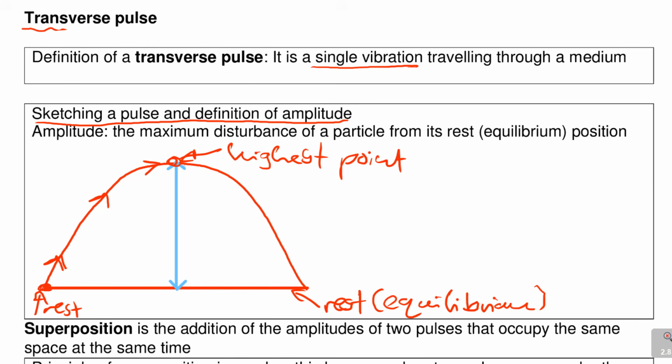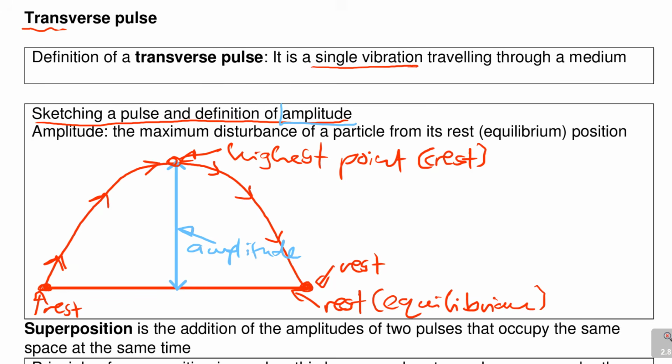Later when you're dealing with waves, you'll discover that the name given to the highest point is called the crest. And then the pulse starts going down, and then it returns back to rest. So that single disturbance is called a pulse, and the line that I've marked blue is what we term the amplitude. So this is our amplitude.